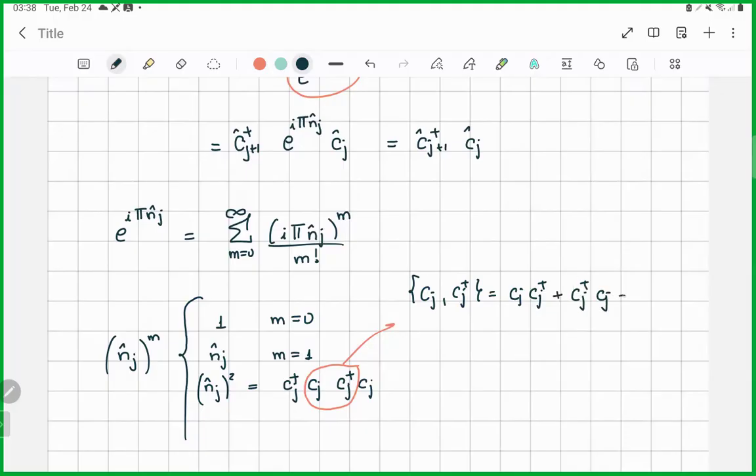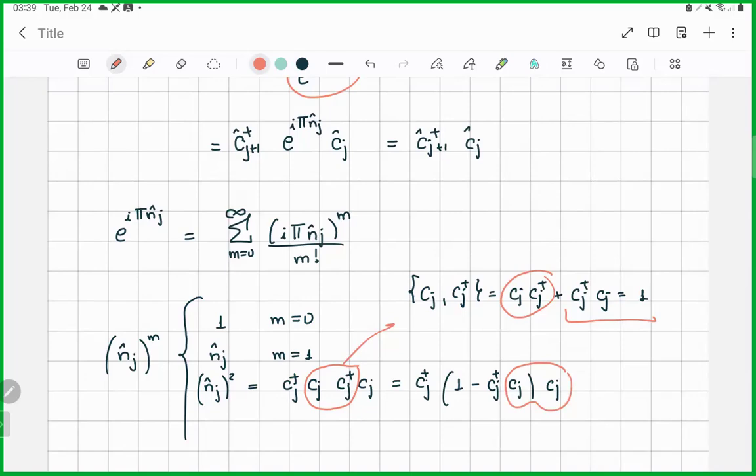This, correct. So I'm going to substitute this with these terms. So then we get 1 minus C dagger C and C. But that is very nice because now look at this term here.